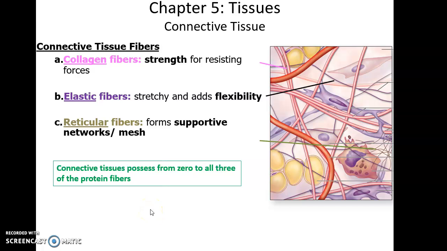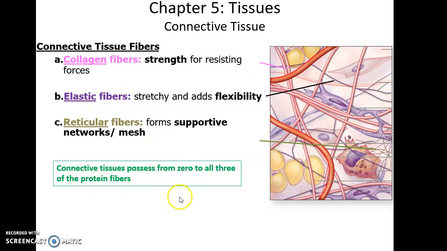All right, there are three main kinds of connective tissue fibers. There are collagen fibers, shown in pink. Collagen fibers are long, medium-sized protein fibers. They are there for strength, so they're very good at resisting forces. They hold the tissues together, prevent the tissues from becoming torn.